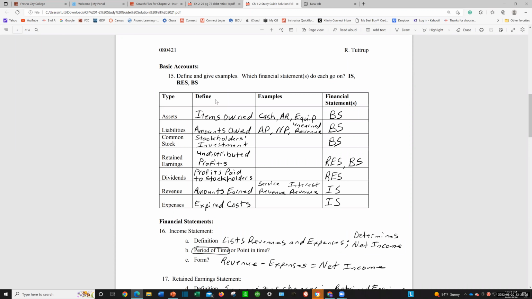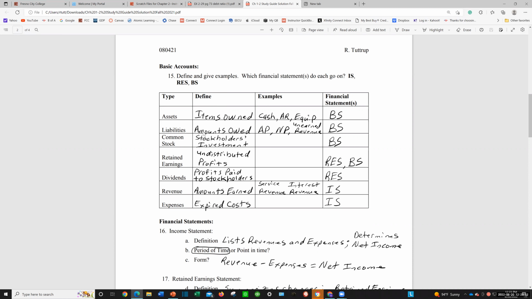Assets, the definition, items owned. Example would be cash, AR, which is shorthand for accounts receivable, and equipment. And where do assets go? On the balance sheet. BS, balance sheet.